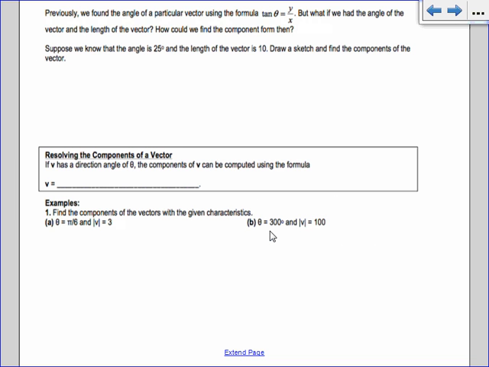Okay, so let's say we have something that's backwards. Previously we found the angle of a particular vector using the formula tangent of theta equals y over x. But what if instead we had the angle and the length? How could you find the component form? And it's actually pretty simple. It kind of goes back to what you learned a long time ago, SOHCAHTOA. So suppose we know that the angle is 25 degrees and the length of the vector is 10. Okay, we want to find the component forms.